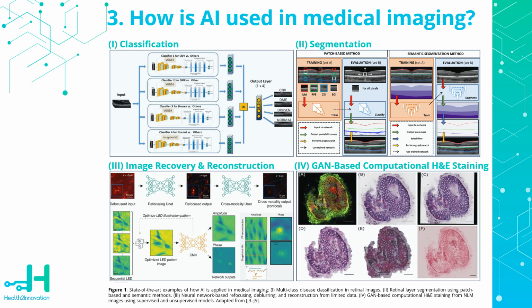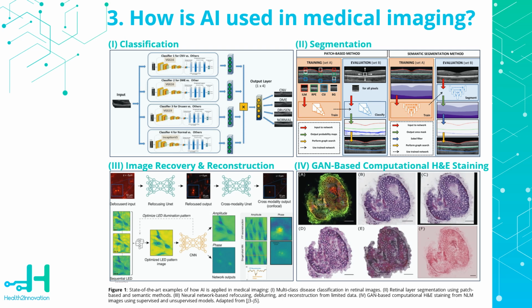In segmentation, AI helps isolate and delineate specific anatomical layers or structures within an image. Here, we see two different segmentation approaches, patch-based and semantic segmentation. These methods are used, for instance, to segment retinal layers from OCT images, allowing for detailed layer-by-layer analysis. The use of filters and probability maps, followed by AI-based training, allows for precise tissue mapping and classification.